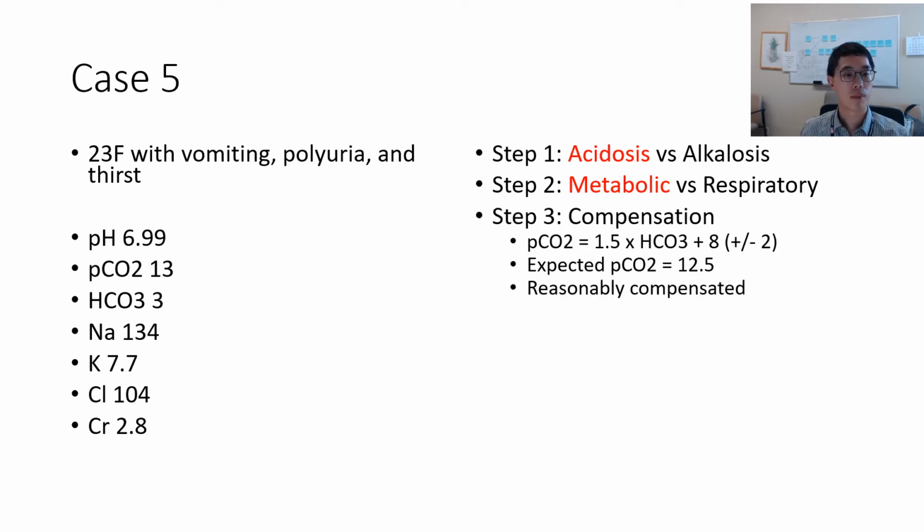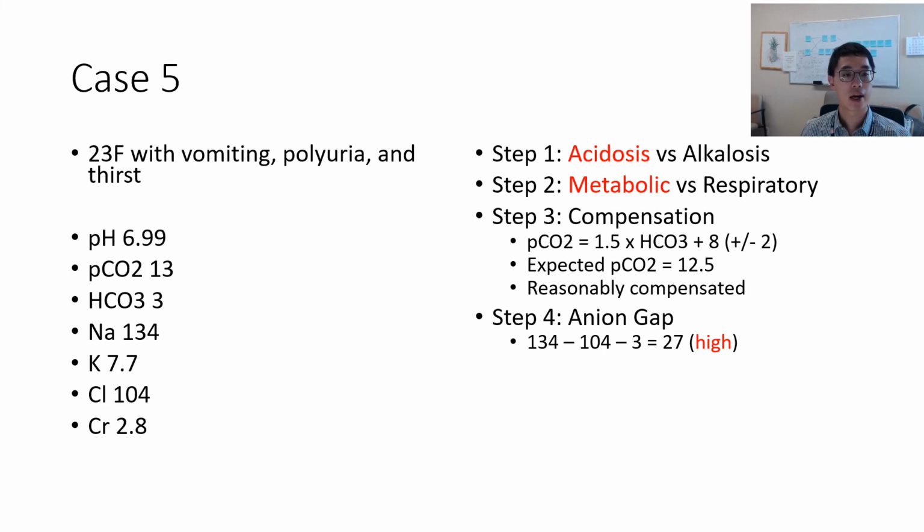Now, if we calculate the compensation, the PCO2 is expected to be 1.5 times the bicarb plus 8 plus or minus 2, with the expected PCO2 to be about 12.5. So in fact, despite the PCO2 being very, very low, the bicarbonate is very low as well. So this is actually reasonably compensated for this patient. Okay. The lungs are doing the appropriate job to try to blow off as much CO2 as possible to try to bring the pH up.